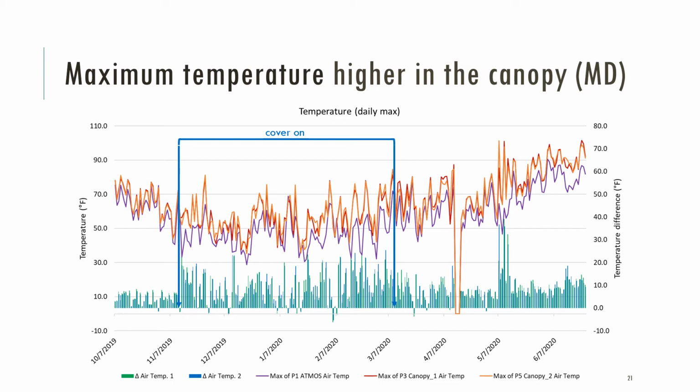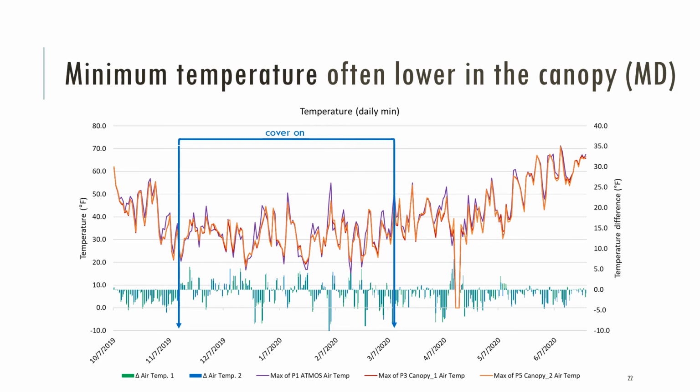But during the covered period, you can see that this difference is more pronounced, at least in the winter months. When the cover was removed in March, there's still a slight difference, but in general the temperature in the canopy increased in March when the temperature in general was rising.